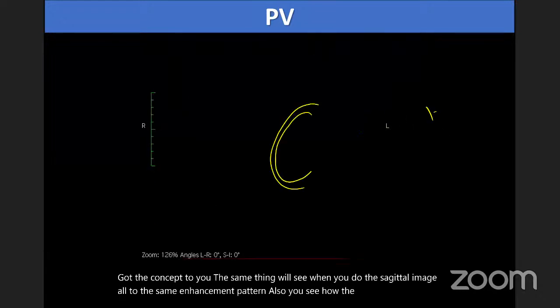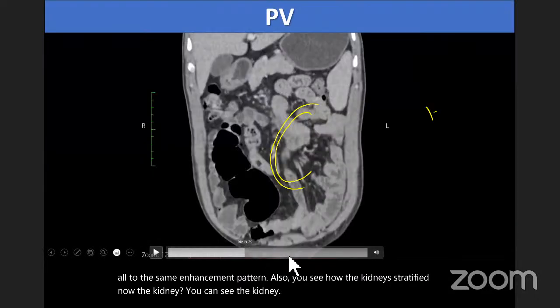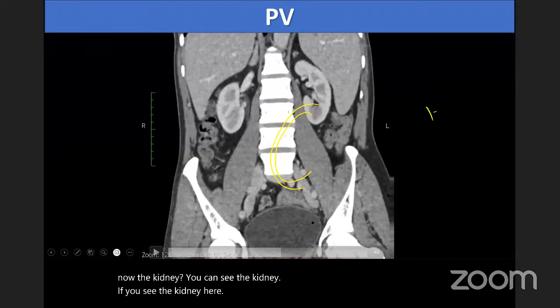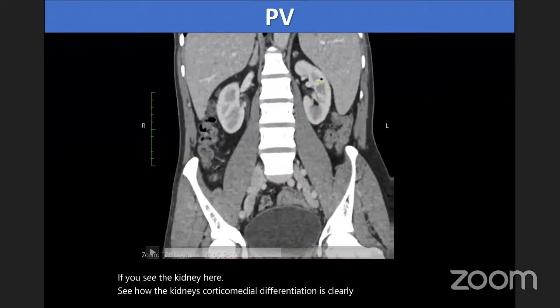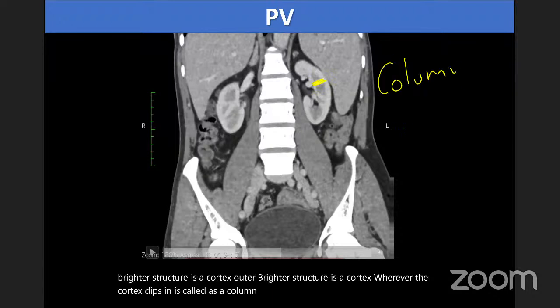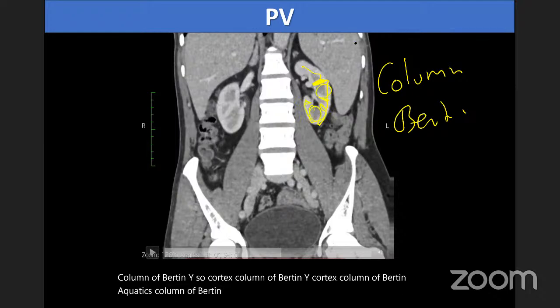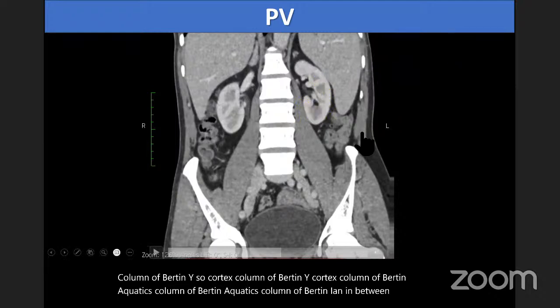The kidney, if you see the kidney here, see how the kidney's corticomedullary differentiation is clearly seen. So the outer, brighter structure is the cortex. Wherever the cortex dips in is called the column of Bertin. So cortex, column of Bertin, cortex, and in between is the medulla. Okay, so that's how we can see the medulla.